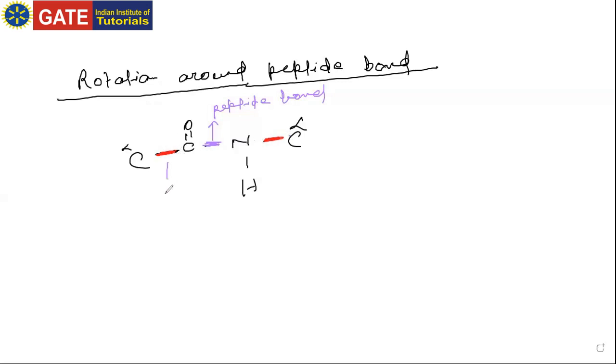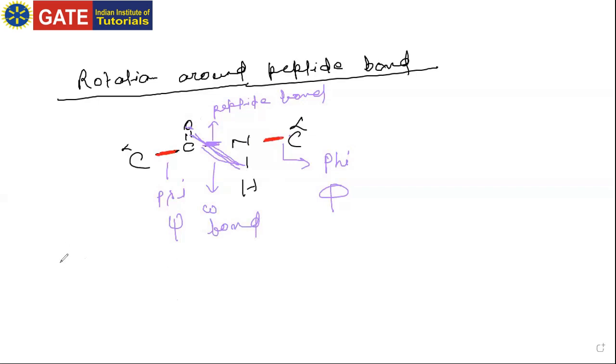This bond we will call the psi bond, and the symbol is this. And this bond we will call phi. Okay. The bond between this carbon and this is called the omega bond. We'll discuss this bond also. It is called the omega bond.